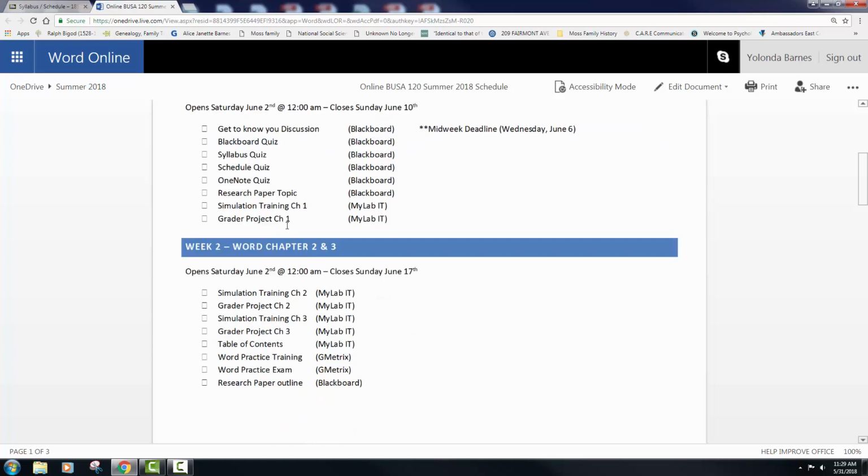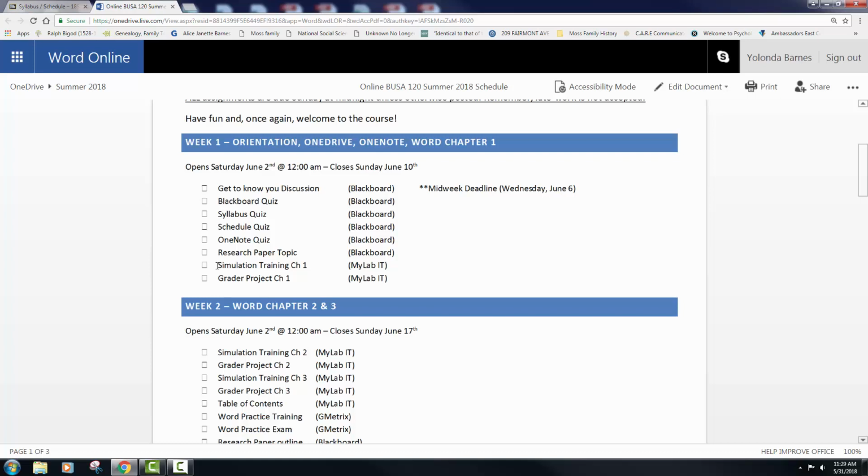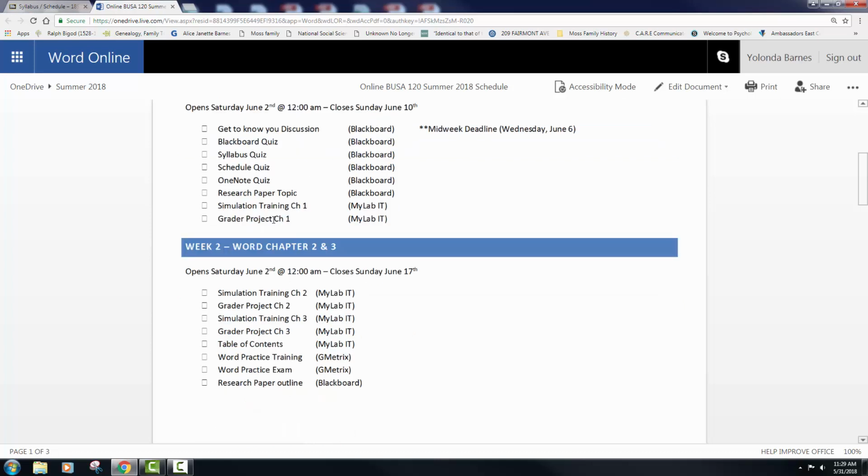And then we're going to go ahead and actually get you registered for MyLab IT. That's where you're going to be doing the bulk of your homework this summer. And so we are going to start off with Word. So for Word, you're going to read the chapter, do the simulation, and then do the project. I do have lectures for each of the projects except for week 1. I'd like for you to try to do this on your own, and it's really easy. It's Word, it's not rocket science.